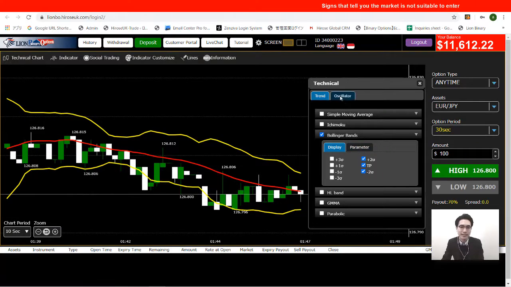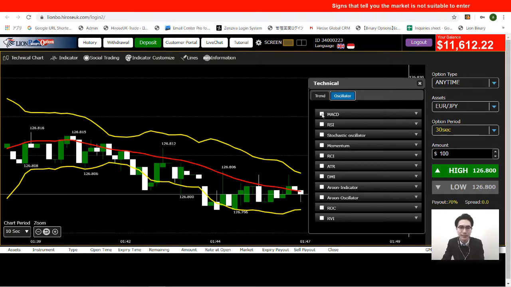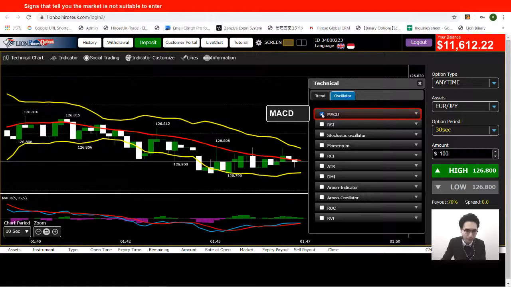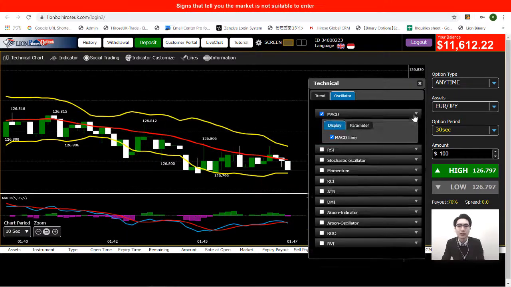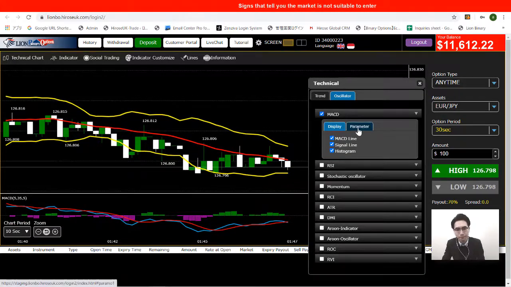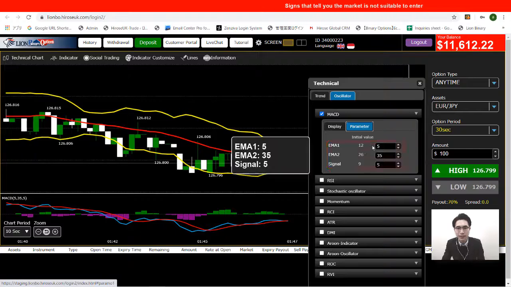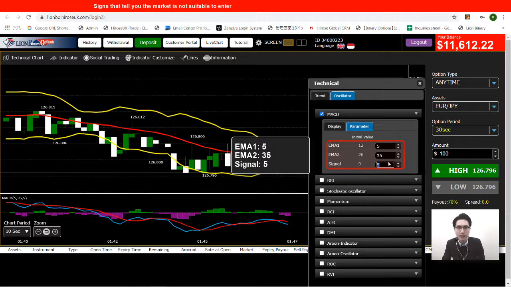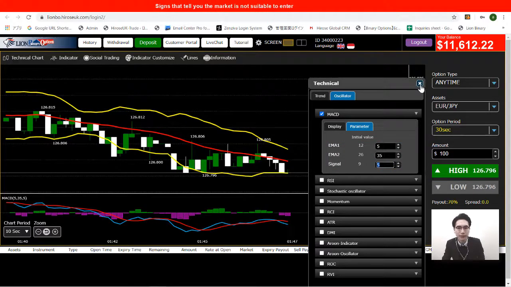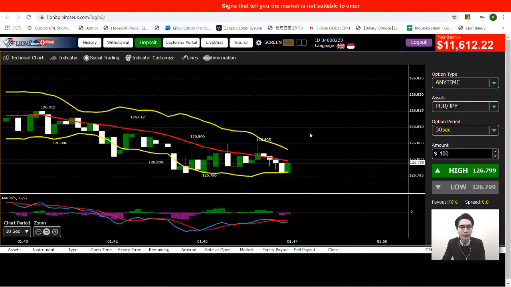Now Bollinger Band is set, then we go to oscillator and select the MACD. Open the drop down for MACD, then go to parameter. The parameter we are using is 5, 35, and 5. So again, EMA1 is 5, EMA2 is 35, signal is 5. Now both of the indicators are set, then we can close this window.